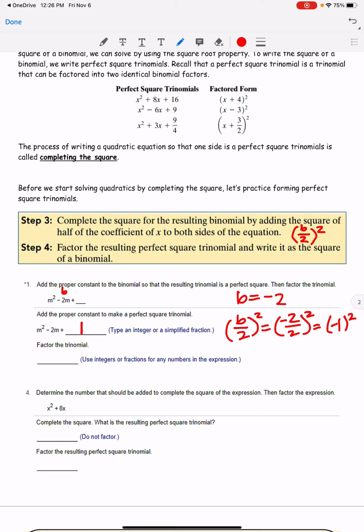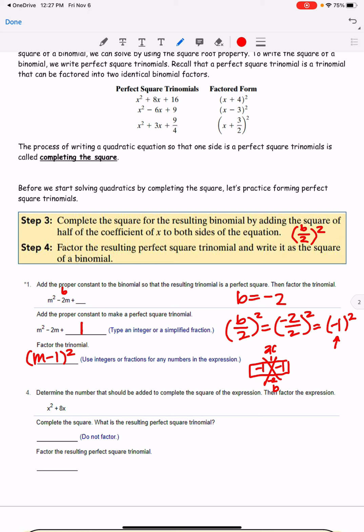So now what does this factor to be? We'll take this trinomial and factor it. So my a times c is 1. My b term is -2. So what adds up to -2 and multiplies to a +1, and that's -1 and -1. And you'll notice that it will always be what's in your parentheses before you square it. So this will factor to m minus 1 quantity squared.